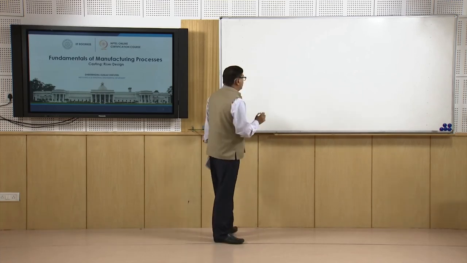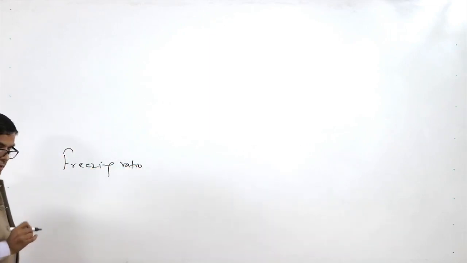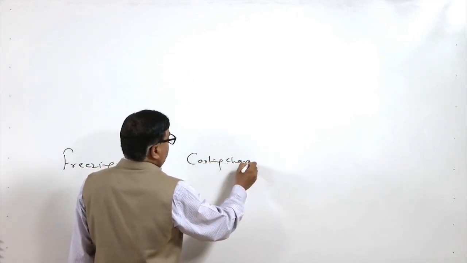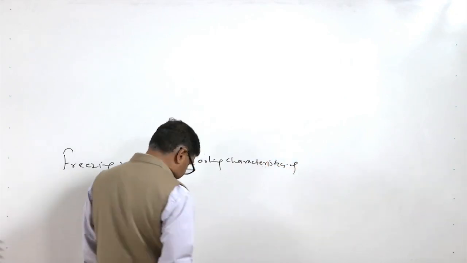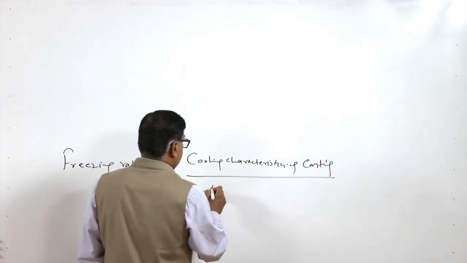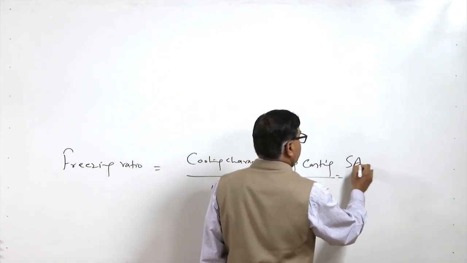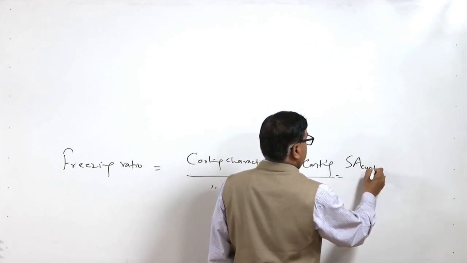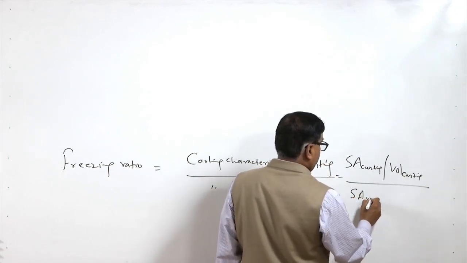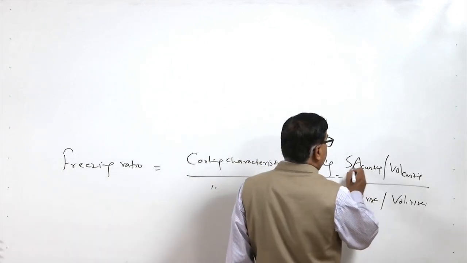To express it more clearly, one term which is called the freezing ratio has also been developed, which is basically the ratio of the cooling characteristics of the casting to the cooling characteristics of the riser, which means it is the surface area of the casting divided by the volume of the casting, divided by the surface area of the riser divided by the volume of the riser.